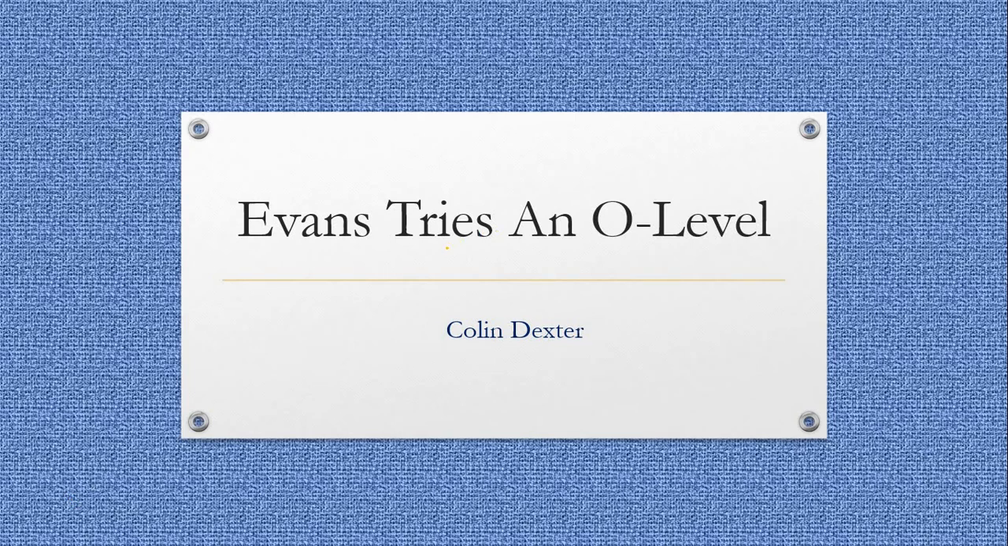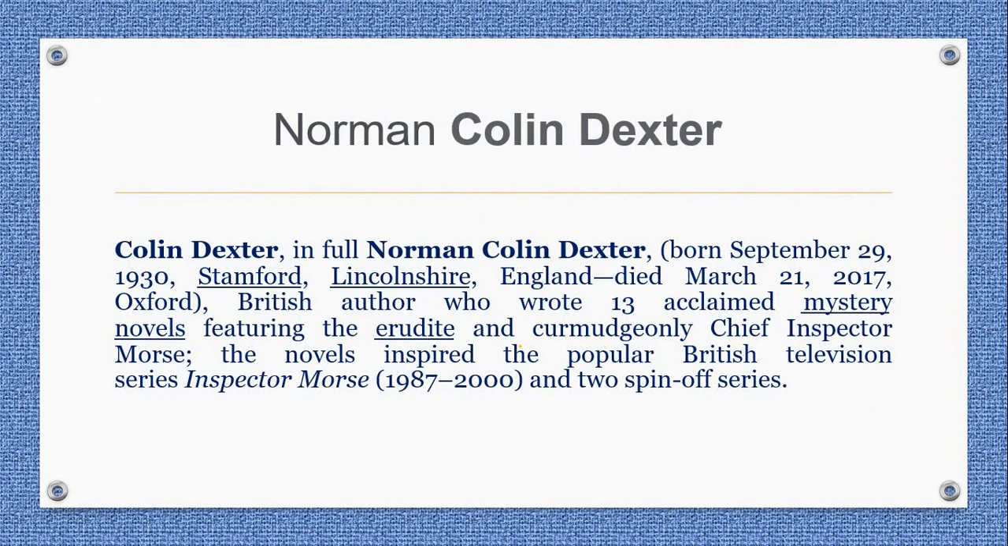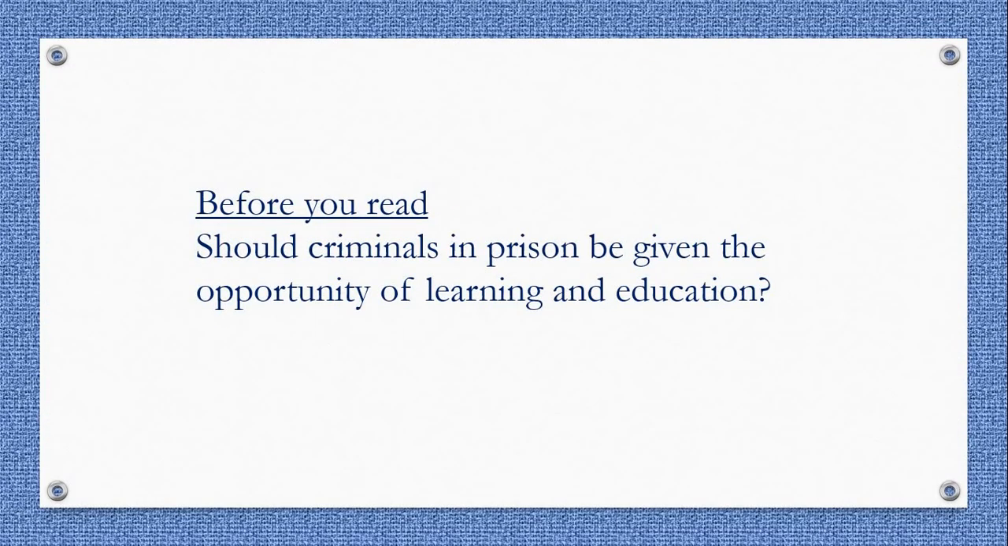Evans tries an O level. This chapter is penned by Colin Dexter. The story Evans tries an O level is about a cunning prisoner, Evans, who makes a plan to escape from the prison on the day of his German language O level exam.